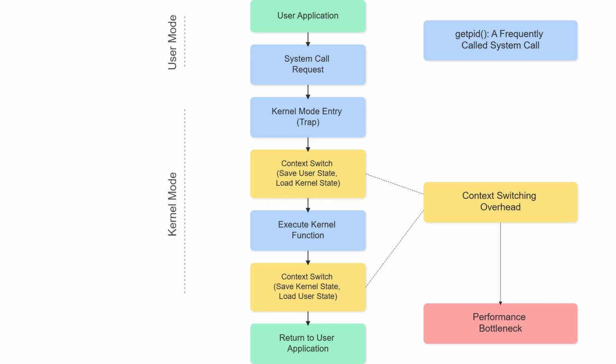For a function like getpid, which many applications call very frequently, this overhead can accumulate quickly, turning a seemingly trivial operation into a significant performance bottleneck. Imagine millions of calls, each incurring this small but measurable cost. It's a classic example of how frequent, small operations can add up to a major performance hit.